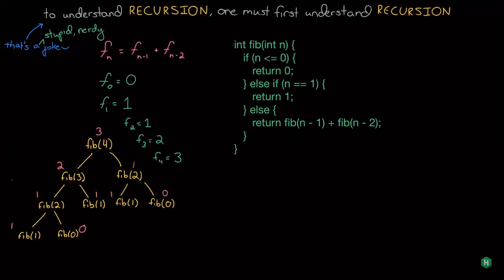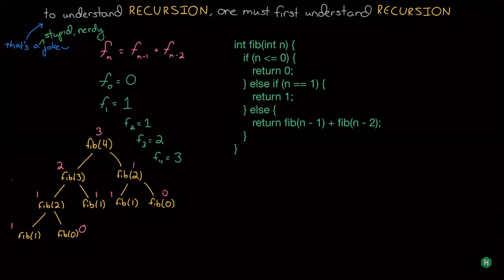So one thing you might have noticed is that we're repeating work. We compute fib of 2 here, and then we get back the value of 1 there, but then we also repeat the work here. And that's true, we do. And so this implementation of Fibonacci can get very, very inefficient.